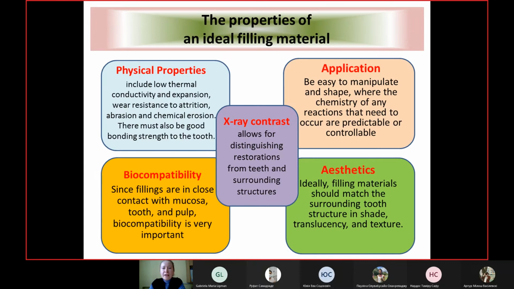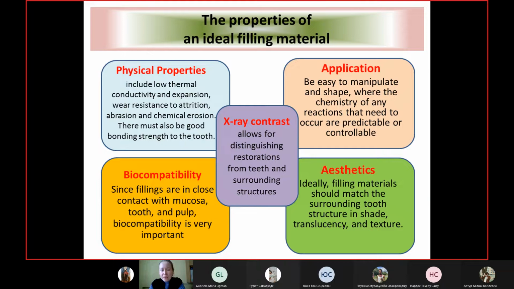Right now, an ideal filling material has not been invented, but on this diagram you can see the ideal requirements for restorative materials, and they should embrace such characteristics. First of all, physical properties. They should include low thermal conductivity and expansion, and wear resistance to attrition, abrasion and chemical erosion. There must also be very good bonding ability to the tooth tissues.